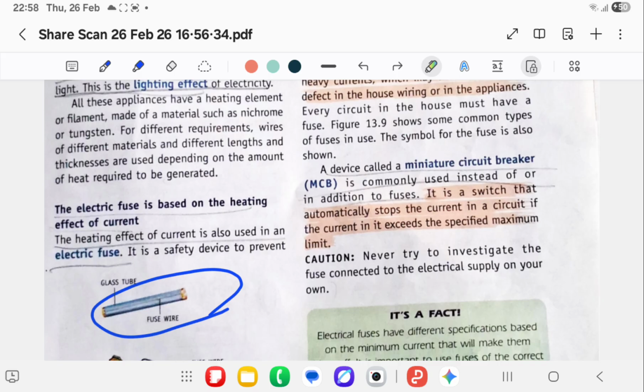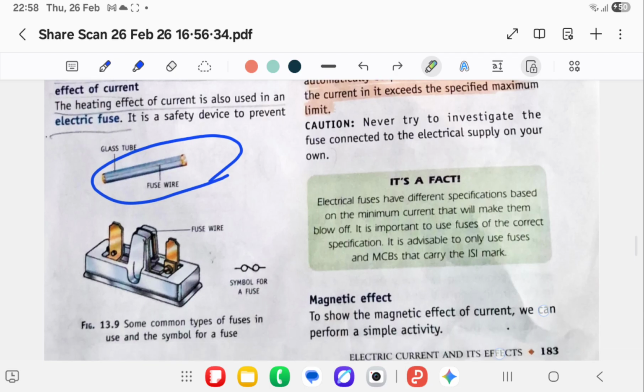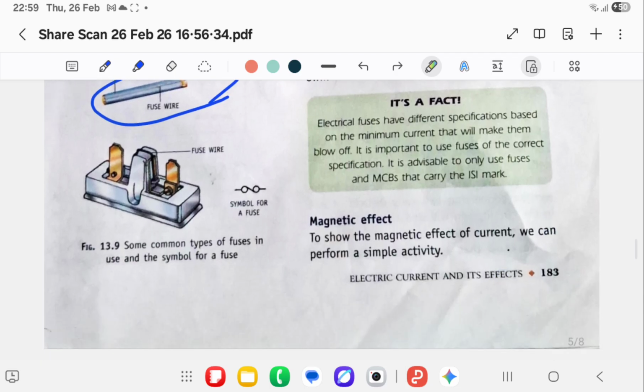ऑटोमेटिकली स्विच ऑफ, MCB ऑफ हो जाती है whenever the current exceeds a maximum limit, उसकी जितनी लिमिट है उससे ऊपर. Then whenever the voltage is easily available at the specific limit, then you can switch on your MCBs and use your batteries.